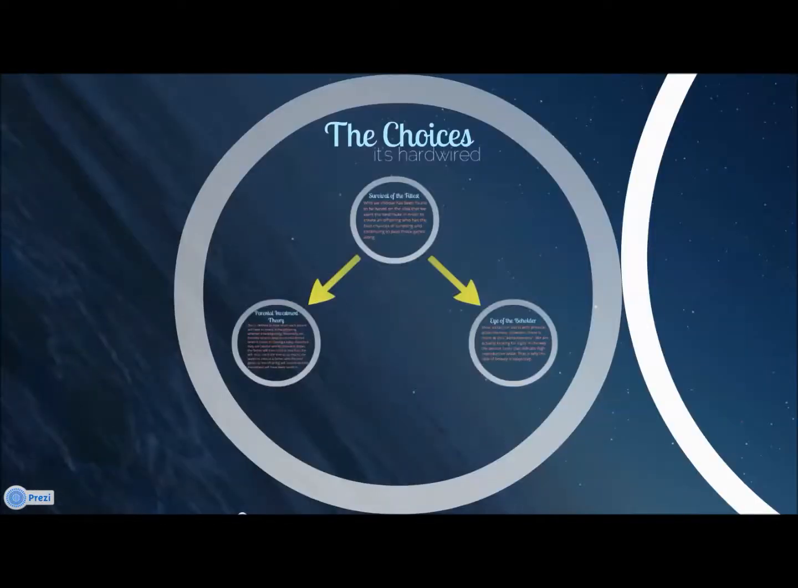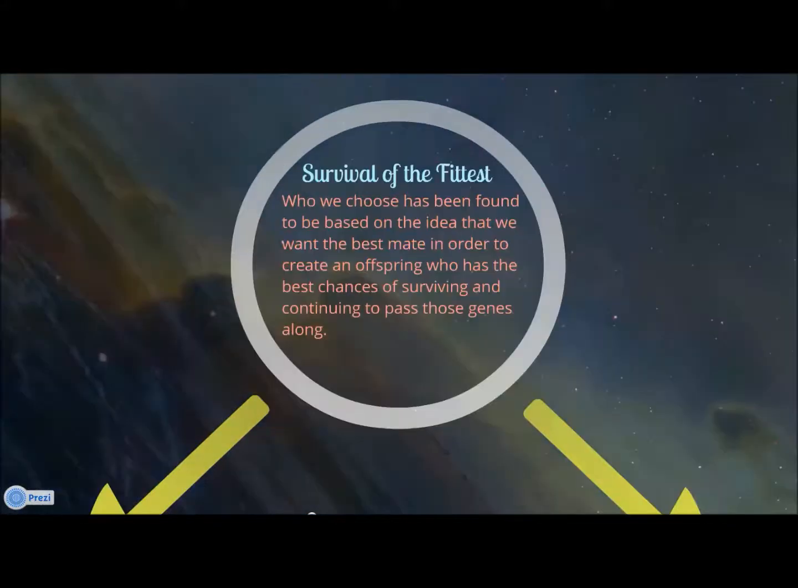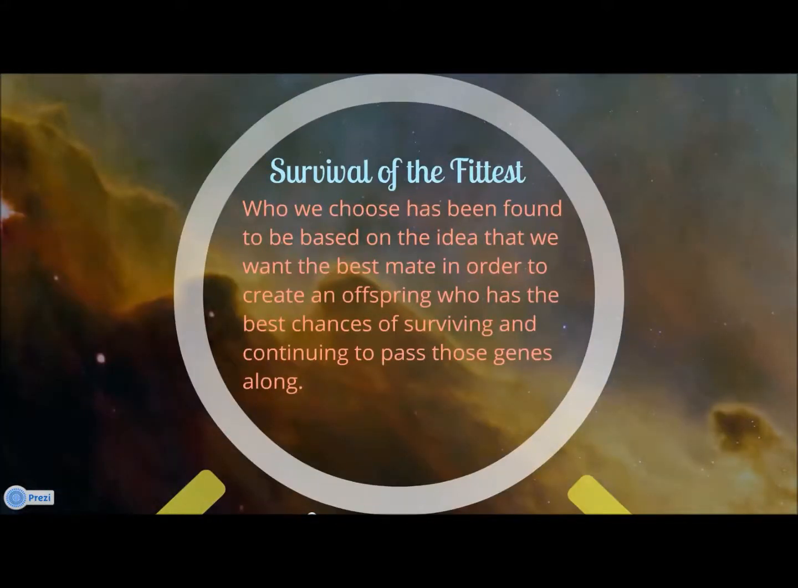The choices. Who we choose has been found to be based on the idea that we want the best mate in order to create an offspring who has the best chances of surviving and continuing to pass those genes along.